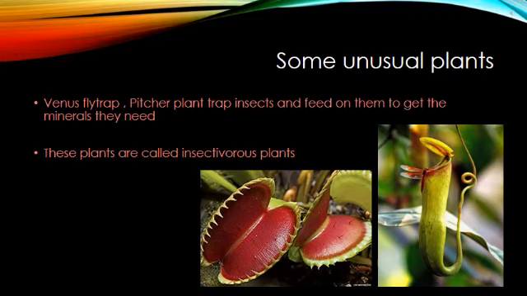In the other picture, there is pitcher plant. Okay, in pitcher plant, the leaves are pitcher shaped. They are bright colored and look like flowers. They contain a liquid also. Now, when an insect enters the leaves looking for nectar, it falls into the liquid and drowns. And thereafter, the plant gets the nutrients from that insect. So these are the unusual plants, children.